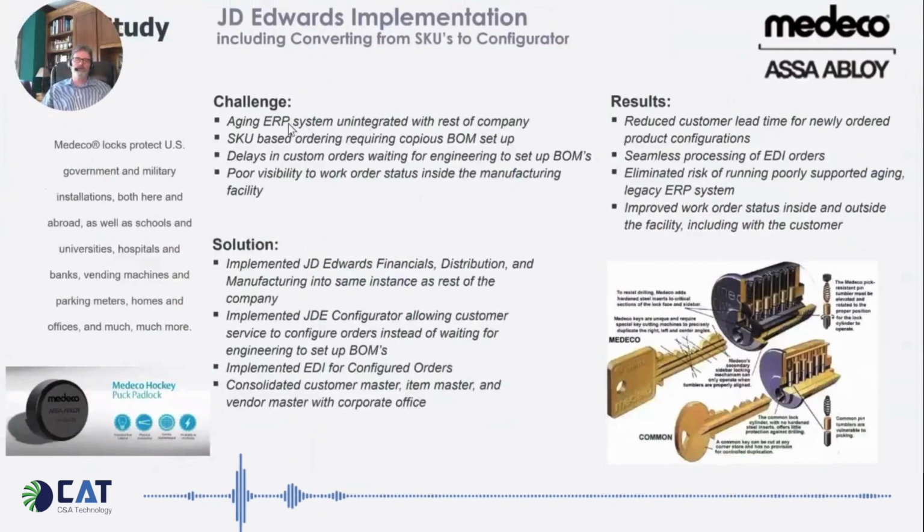So they had an old ERP system that was unintegrated with the rest of the company. It was time for replacing that. And they had a SKU-based, or stock keeping unit-based, ordering process that required a lot of bill of materials setup. They had delays in the custom orders. Most things were custom, and it took engineering a while to set up bills of materials, routings, and such, and we'll go through that. But they also had poor visibility of work order status. So we implemented JD Edwards, including the configurator, and we're going to tell you about that story.